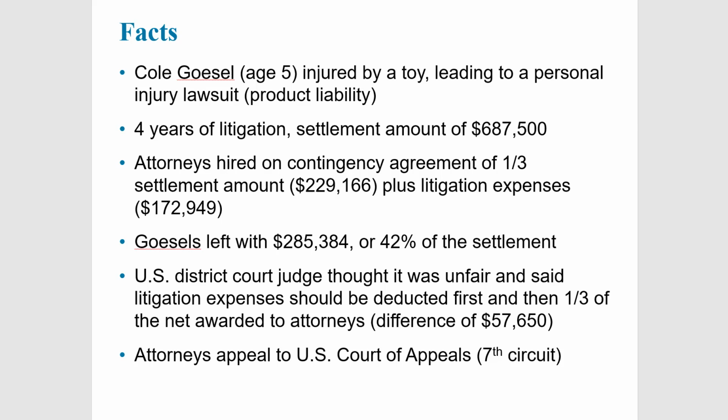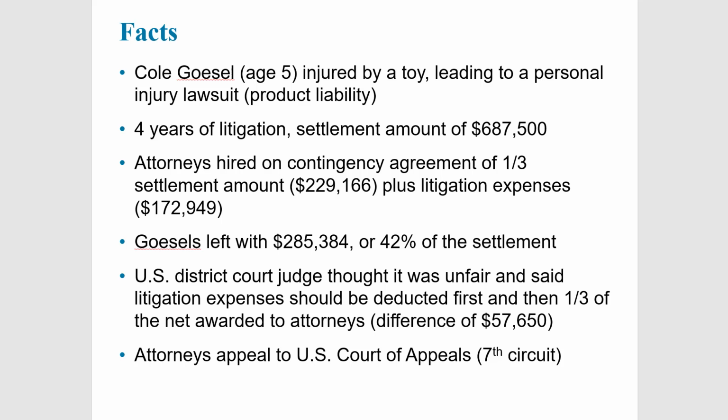$687,500. The attorneys that the Gosels hired were hired on a contingency agreement, and the agreement was that they would get 1/3 of the settlement amount, which in this case amounted to $229,000, plus litigation expenses totaling almost $173,000. So this leaves the Gosels with $285,384, or 42% of the original settlement amount.